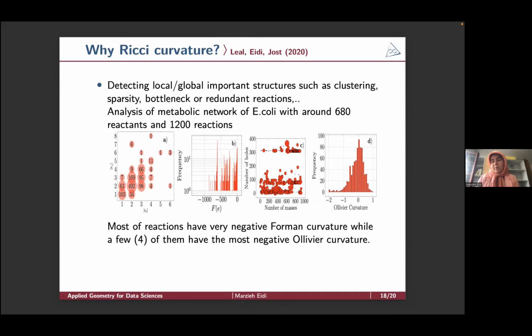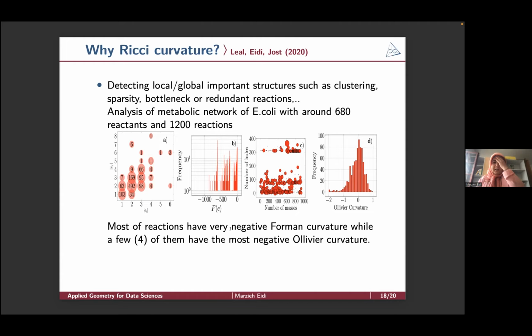And the most negative amount of Forman-Ricci curvature basically corresponds to those reactions which are a bottleneck in the networks, because we have so many reactions coming in to their tail set, and so many reactions going out from their head set. And this corresponds to the most negative amounts in Forman curvature.